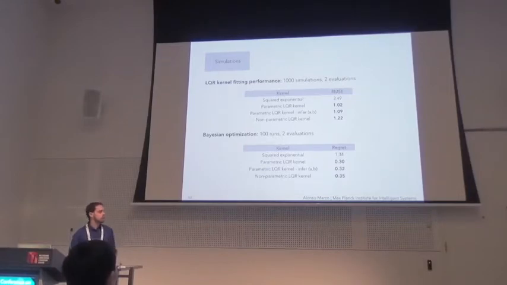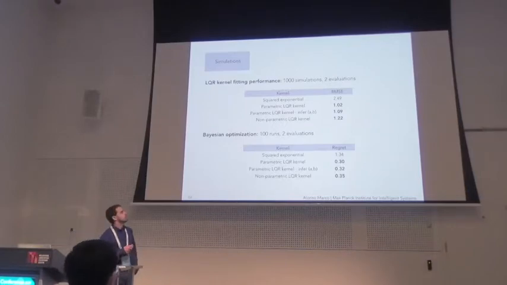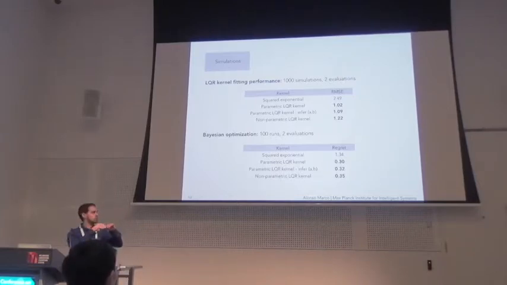We want to show the fitting performance of the LQR kernel versus the square exponential kernel, and we see that for 10 simulations and only 2 data points, the square exponential kernel doesn't do very well in the root mean square error of the quadratic cost function and the mean estimate, while the parametric kernels do a fairly good job.